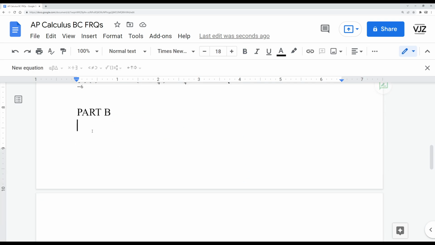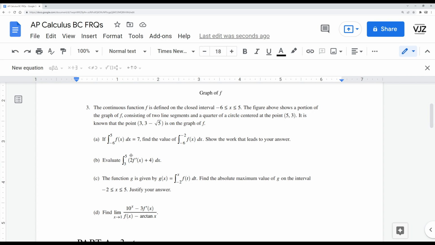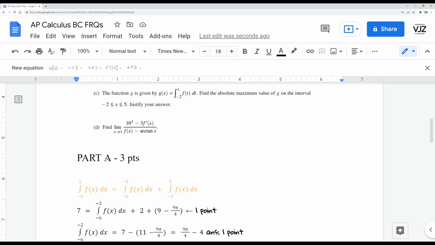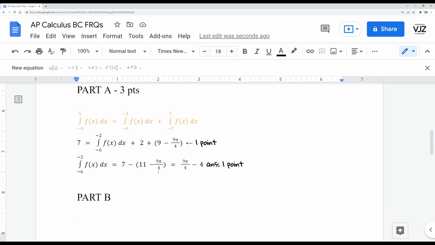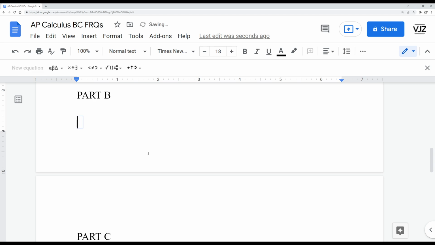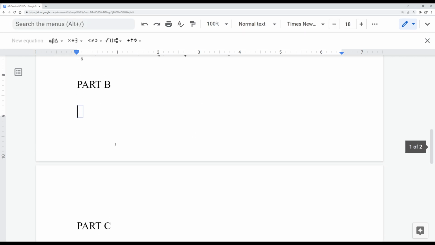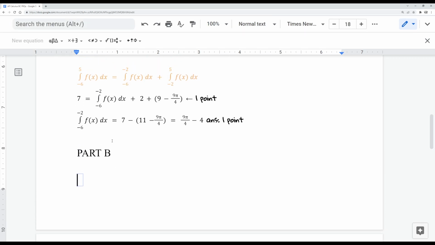All right, part B. Part B says evaluate. Oh, it's just a simple integral. And that's pretty much it. So we just solve it, right? Well, yep, we just solve it. But we need to make sure we know what we're doing here. Otherwise, we will get 0 points because we get the wrong answer.